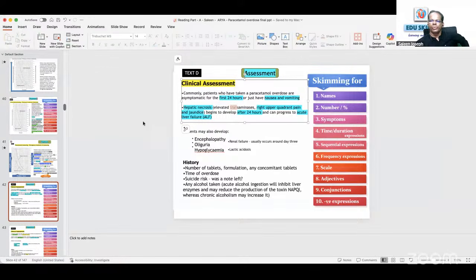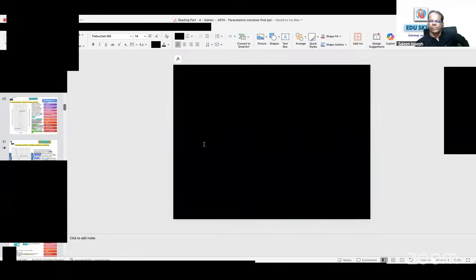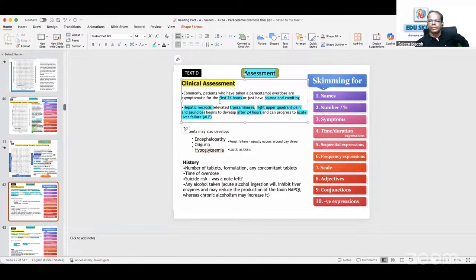One will be important: liver failure. Encephalopathy, oliguria. Day 3, number. Day 3, where is it? Right-hand side, that is a bullet point. Renal failure usually occurs around day 3. Encephalopathy, oliguria, hypoglycemia. These are names, right? Are they medications? No. It's conditions. Okay.